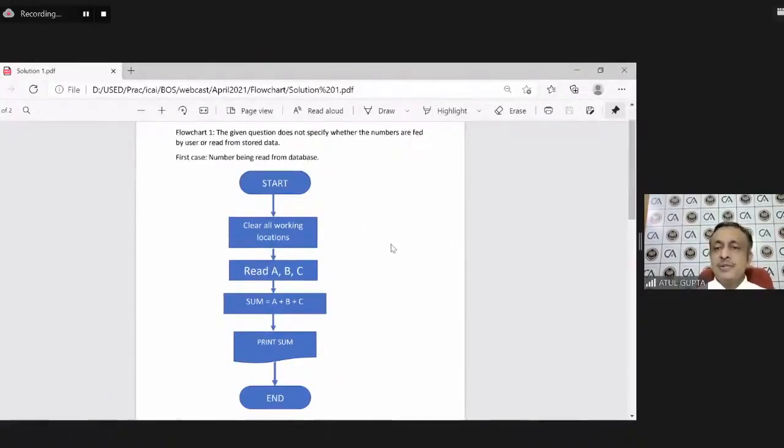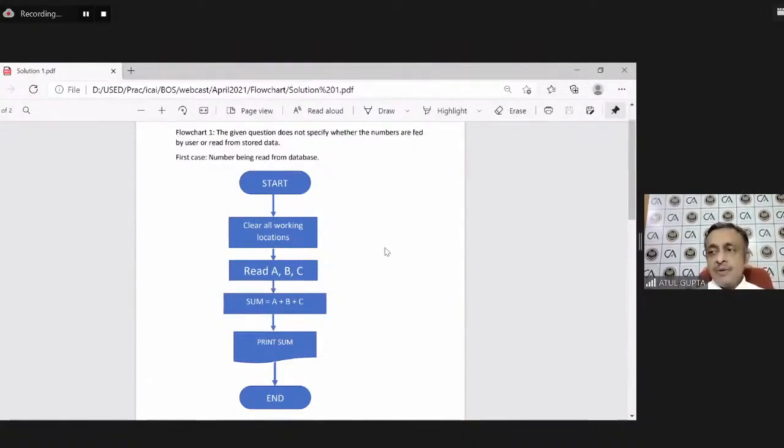As my screen is visible. Okay. Now, students, this is the answer to flowchart number 1. I'll be sharing these sample answers with the institute, so you are able to download the material. The institute will upload this tomorrow morning or tomorrow afternoon, so by tomorrow evening, you'll be able to download these sample answers.